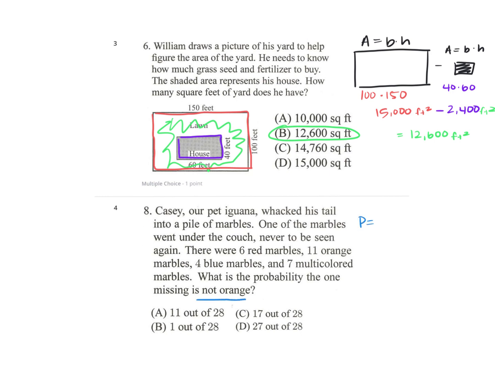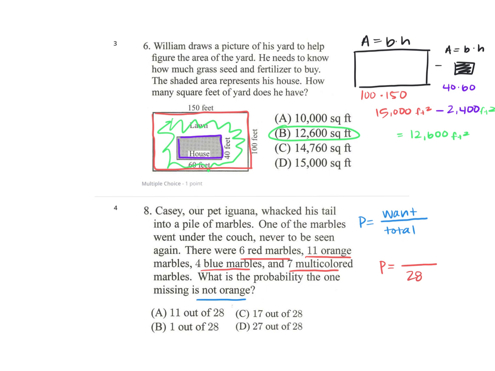So with probability, we're going to set up a ratio. And in that ratio, the numerator is going to be what we want to happen or what we're interested in happening. And the denominator is going to be the total number of possibilities. So I'm going to figure out the total number of possibilities. We have 6 red, 11 orange, 4 blue, and 7 multicolored. If I add those up, the total number of possible marbles to have been lost is going to be 28. So again, that's the denominator.